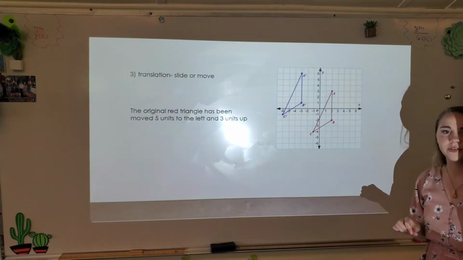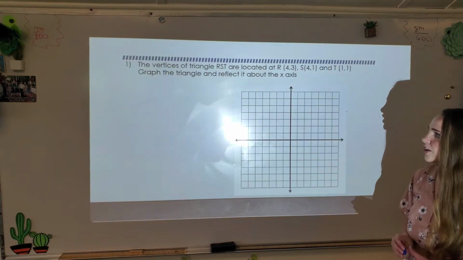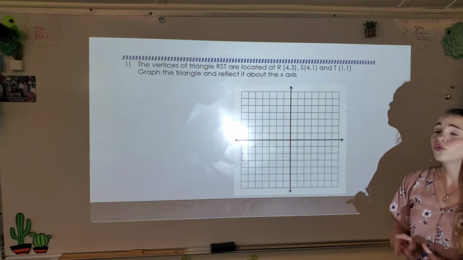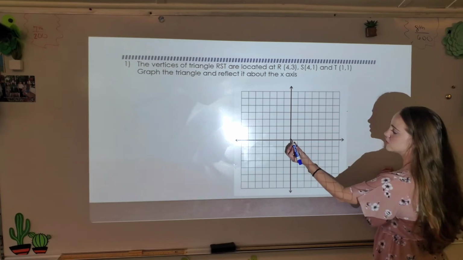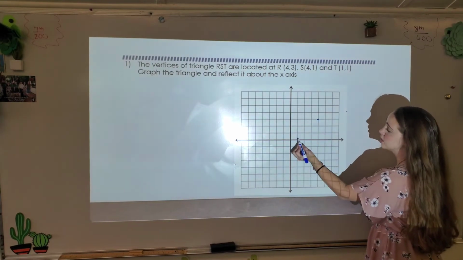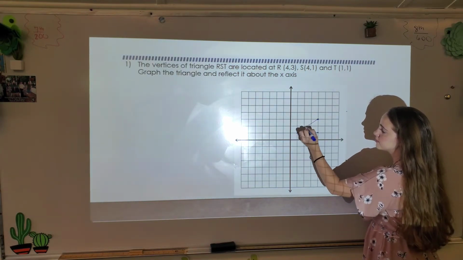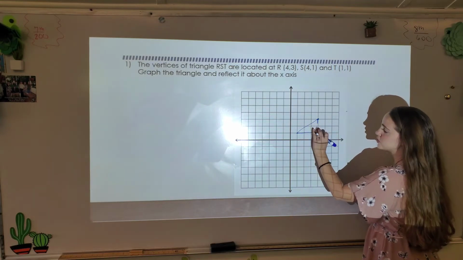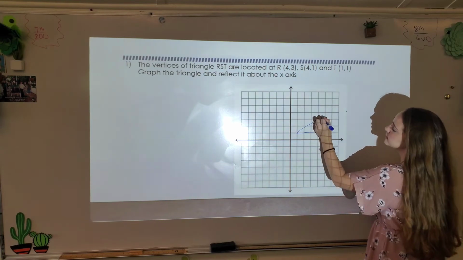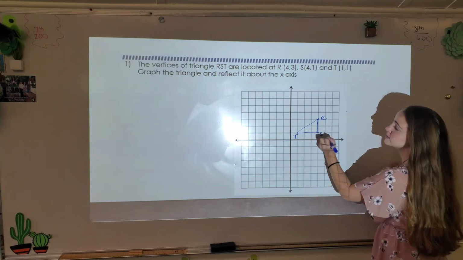So that's the introduction. We're going to jump right into some examples and make sure that we know how to do all of this. We're starting with a triangle, and the points are at (4, 3), (4, 1), and (1, 1). So remember, over first and then up: (4, 3), (4, 1), and (1, 1). You're just going to have to bear with my crooked lines. Okay, so this is RST. This is our original, so there's no primes.